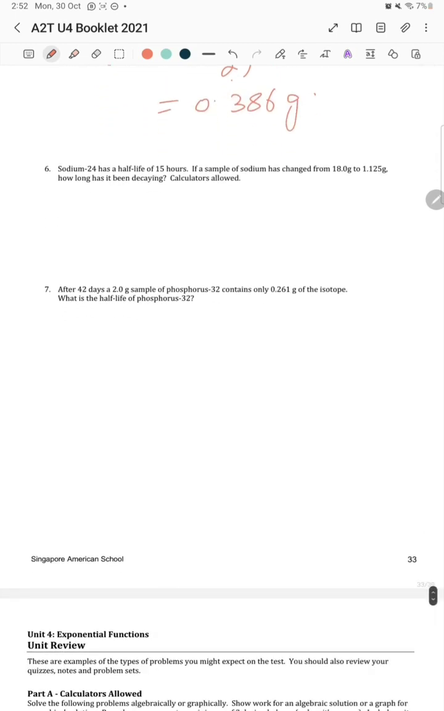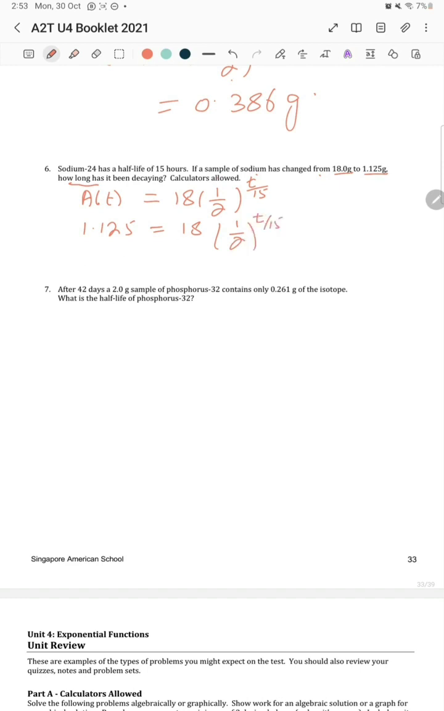Sodium 24 has a half-life of 15 hours. If a sample of sodium has changed from 18 gram to 1.125 gram, how long has it been taken? So we need to find the time t. Here it is a bit difficult. A of t is equal to 18 (1 by 2) to the power t by 15 hours. So 1.125 is equal to 18 (1 by 2) to the power t over 15.